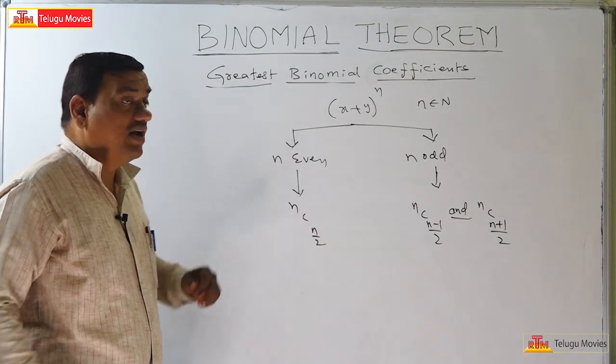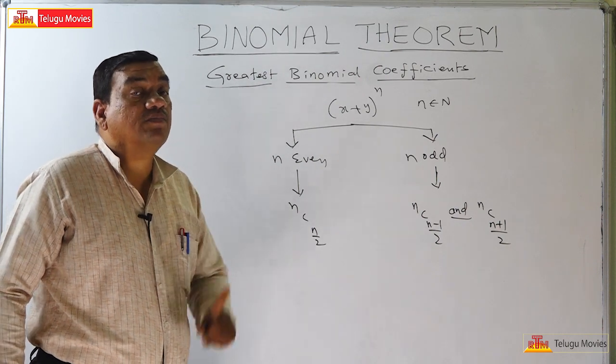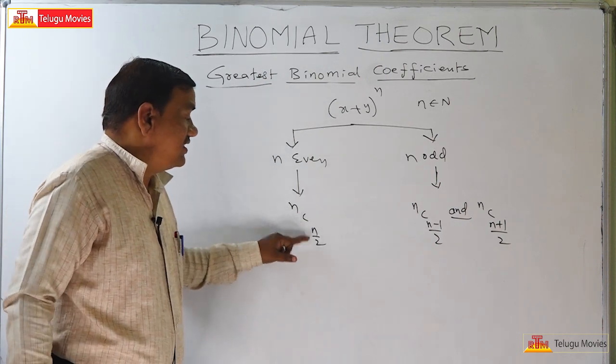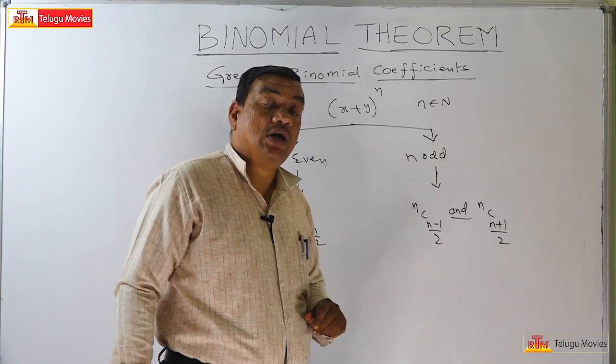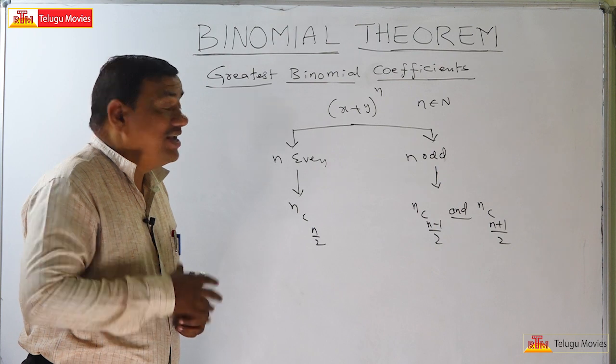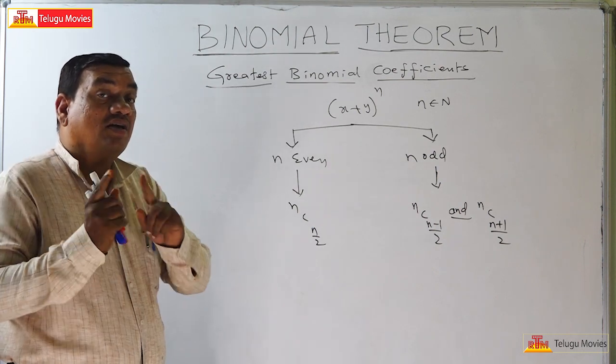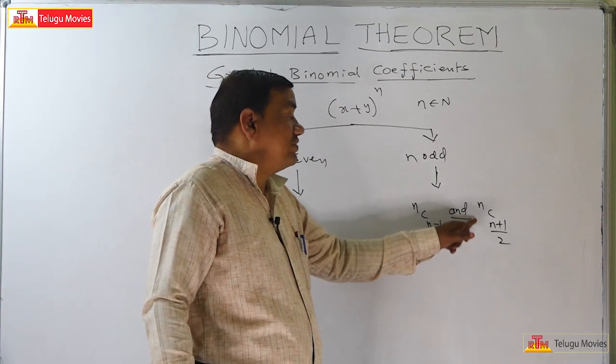If n is an even number, an odd number of terms will be there. There will be one and only one middle term. Its coefficient is nCn/2. If n is odd, then there will be an even number of terms. There will be two middlemost terms, and their binomial coefficients are these.